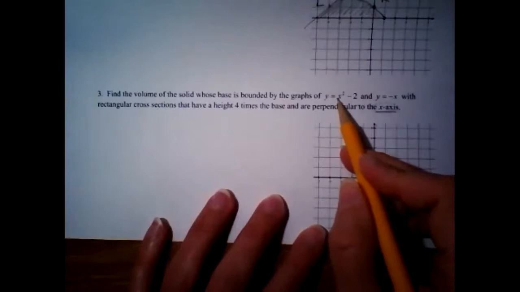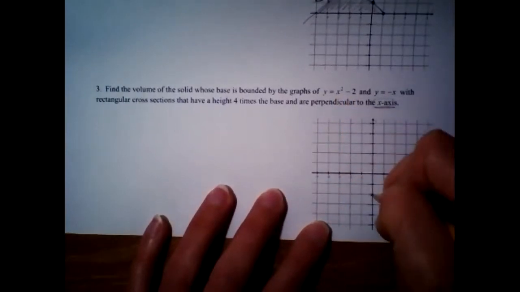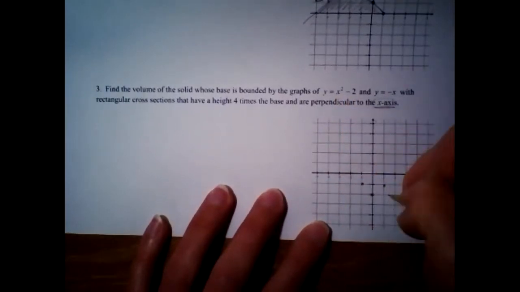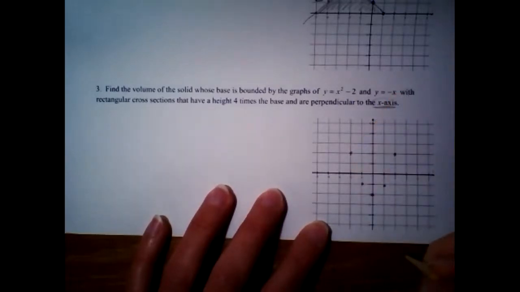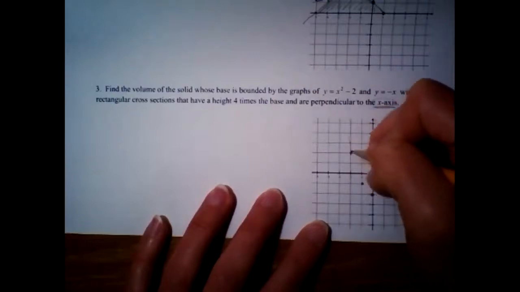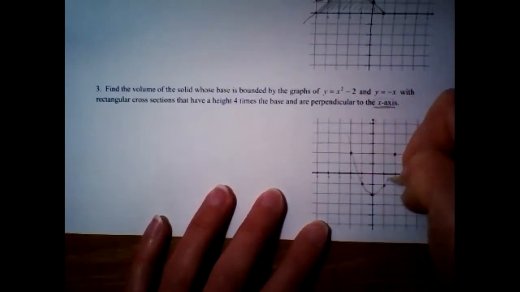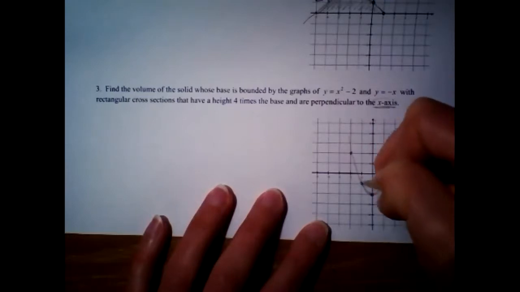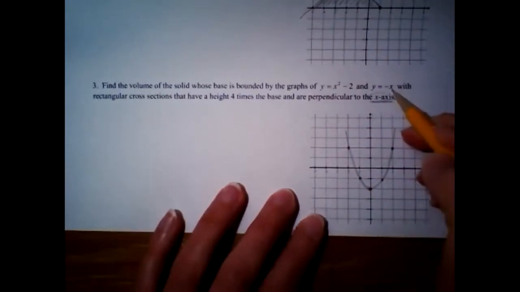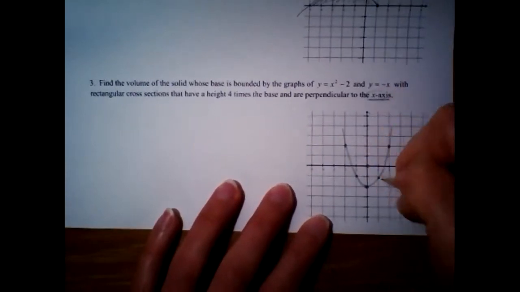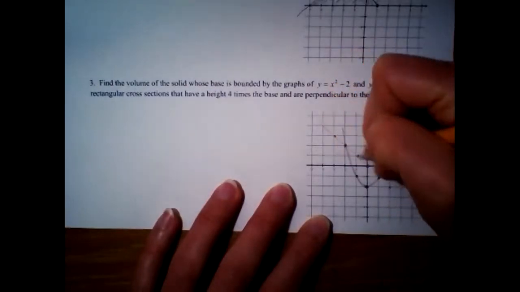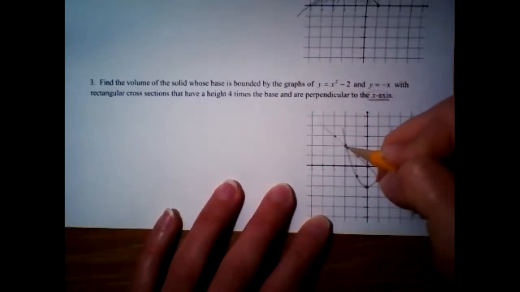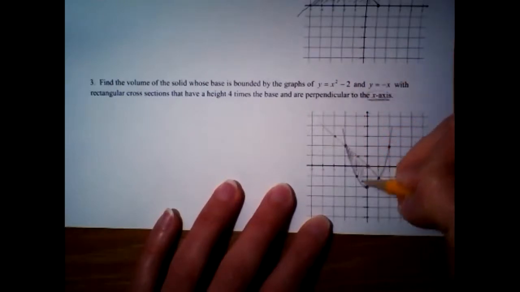All right, so first graph, y equals x squared minus 2. So a parabola that is moved down 2. So it's all your regular points on a parabola just moved down 2 units. The whole thing just gets scooted down. All right, and then y equals negative x. So that's going to go through the origin and have a slope of negative 1. So this is the base of this 3-dimensional object.